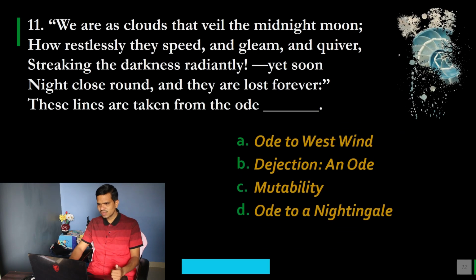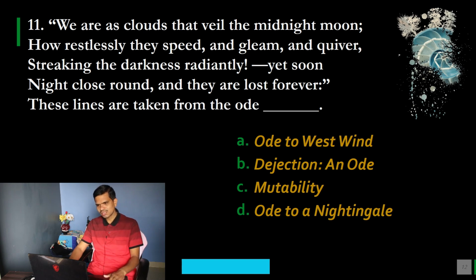Question number 11. Here we have some lines. We are as clouds that veil the midnight moon, how restlessly they speed and gleam and quiver, streaking the darkness radiantly. Yet soon night close round and they are lost forever. So these lines are taken from the ode. Please give the name of ode in which these lines appear. Options are A. Ode to the West Wind, B. Dejection and Ode, C. Mutability, and D. Ode to a Nightingale. Please note down your option. I know that this is again a difficult question, but you should know about these type of difficult questions.